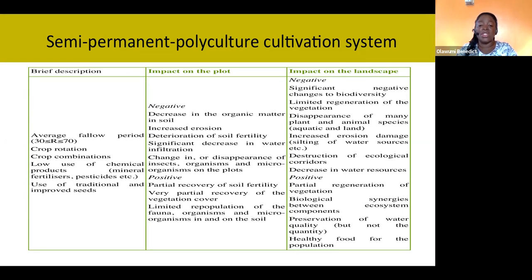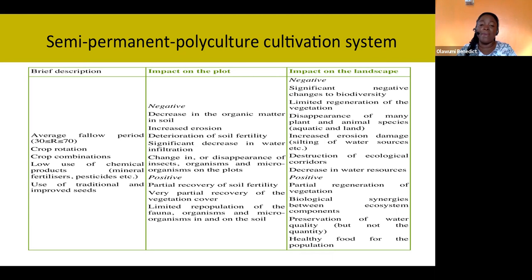Then there's change, disappearance of insects, organisms, and microorganisms on the plot, because you have introduced chemical fertilizer into this system. So the insects and organisms will start disappearing because the synthetic inputs are dangerous to them.